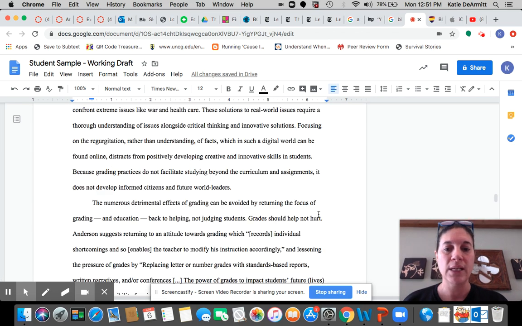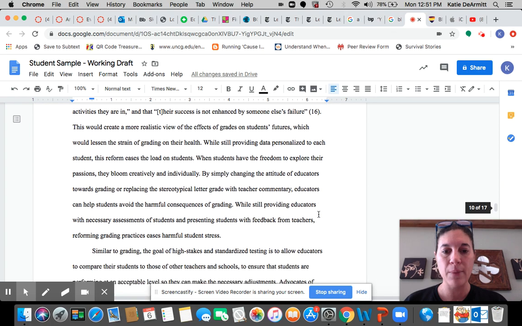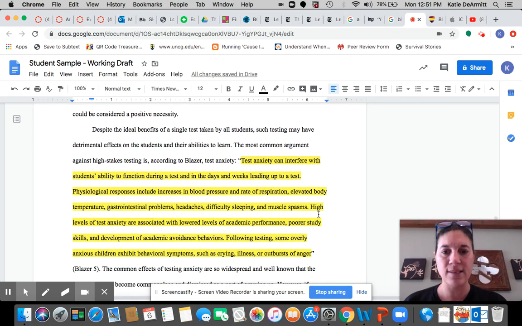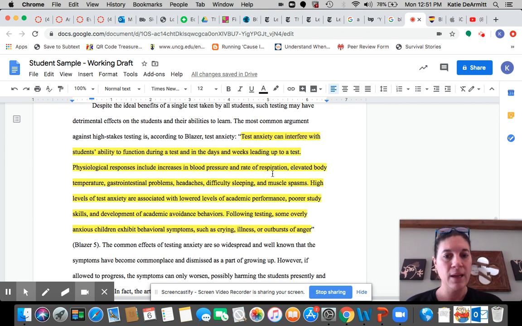So I'm going to come down here and find an example that does in fact need to be formatted as a block quote. So here we go. It is clearly more than 4 lines. Perfectly fine.